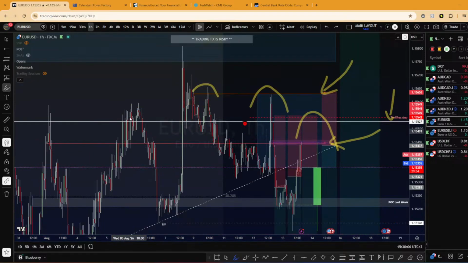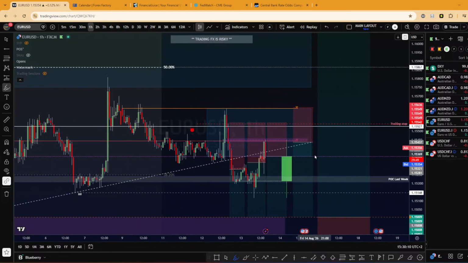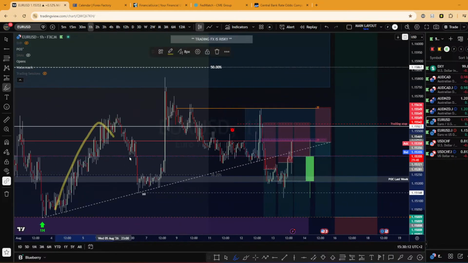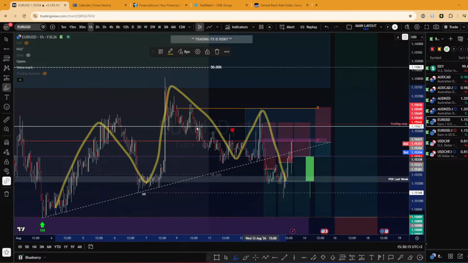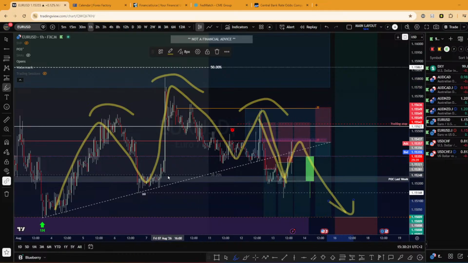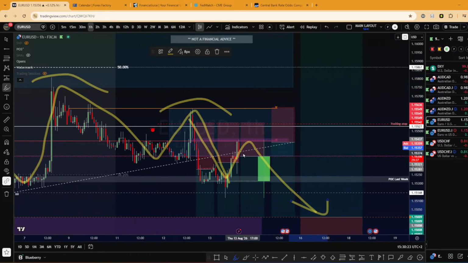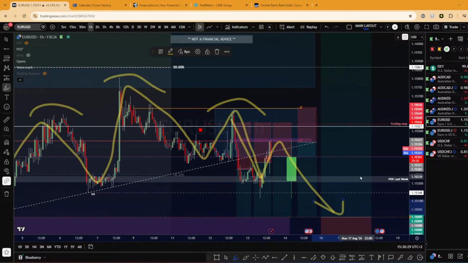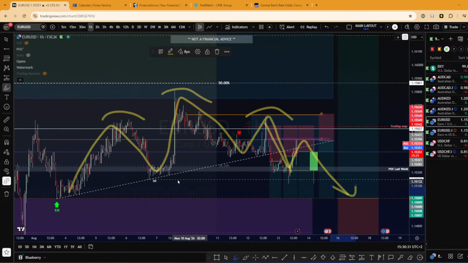Let me show you. We could also consider this as a head and shoulders. You see, this is the shoulder, this is the head. So for me, I want to see a continuation, at least for today. Even though we have a soft PPI, I still want to see the dollar dropping lower based on the structure.